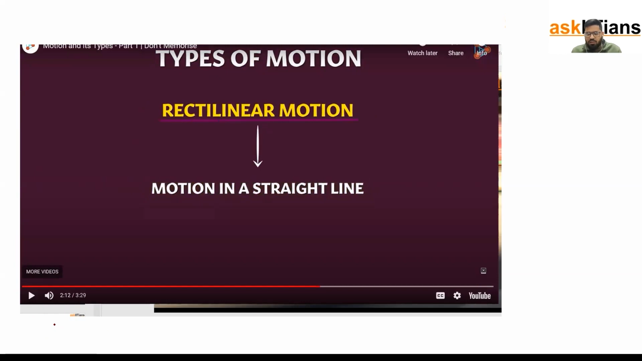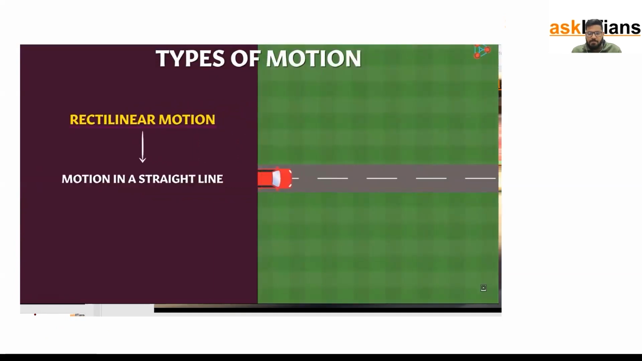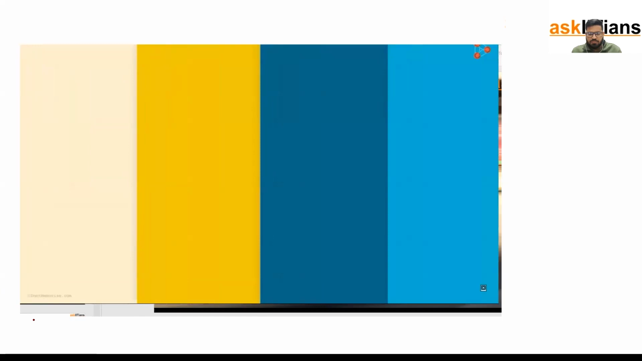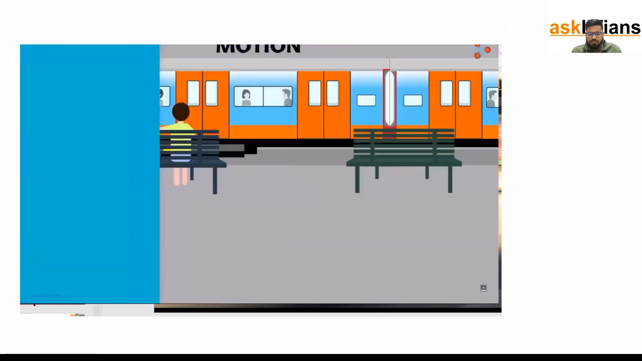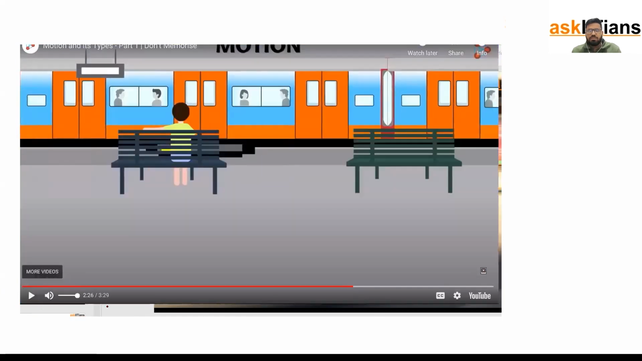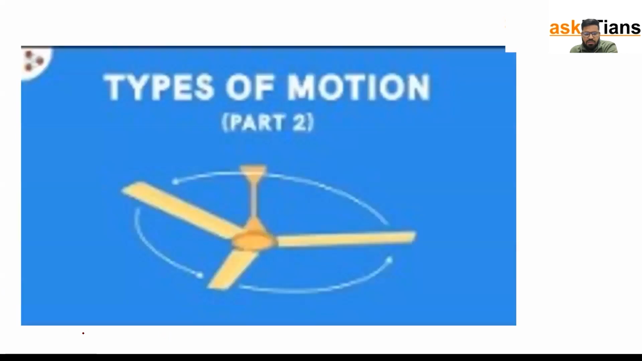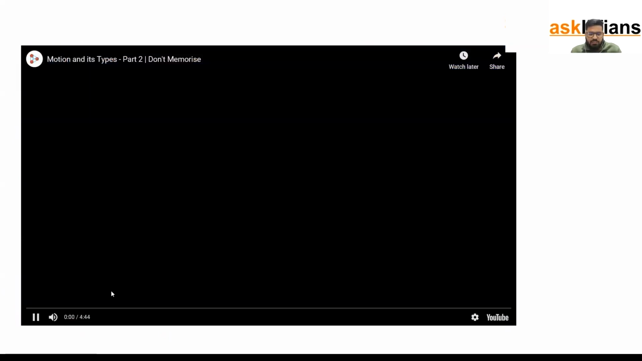If any object moves in a straight line path, it is said to be in rectilinear motion. For example, when a car is moving in a straight line on a straight road, it's performing rectilinear motion. There is one more thing that I want to discuss with you. Assume you're on a railway platform. This is the basic example of rectilinear motion. We will see another type of motion in the next video.